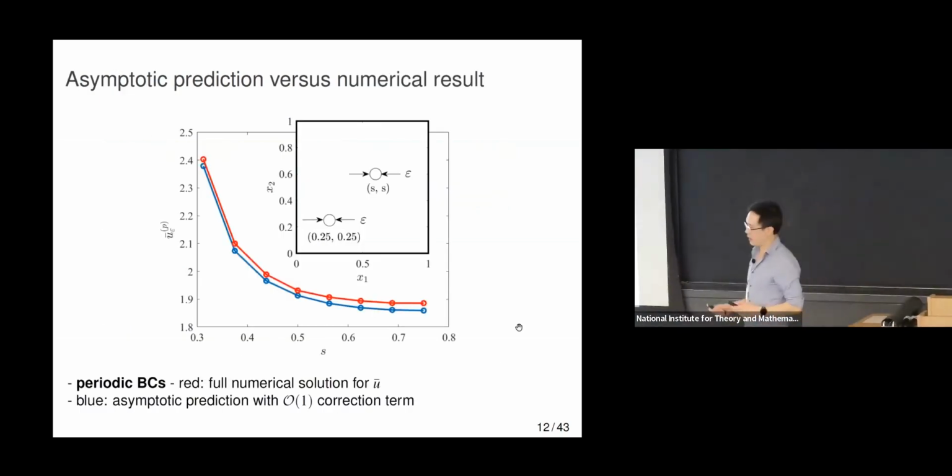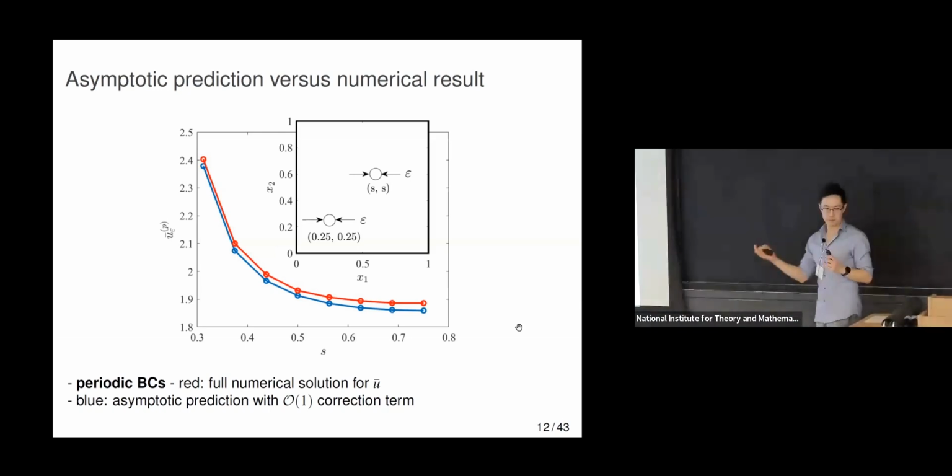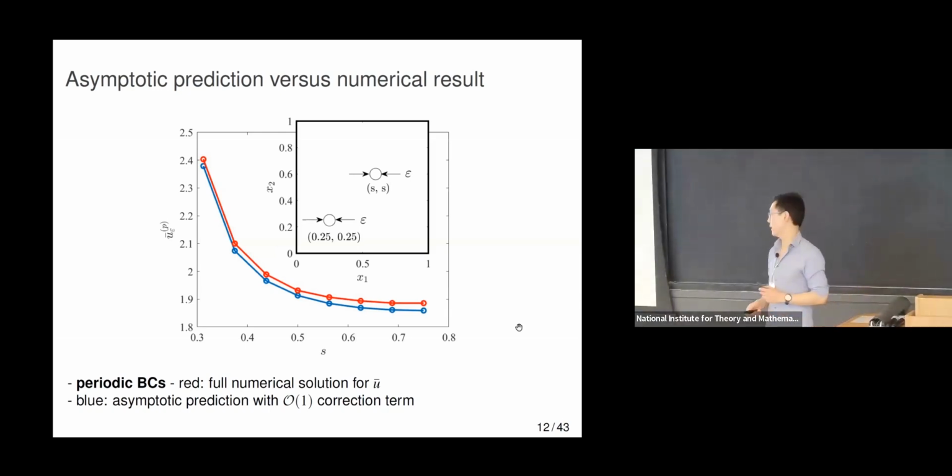I'm not going to go into the details of how I compute the Green's function. Happy to talk about that later. But if you do it, then you can match the numerics quite well, right? So here I have a target that I'm going to fix at 0.25, 0.25, and I'm going to vary the location of the other one, located at S, S, and compute the first passage time. I'm going to vary S.